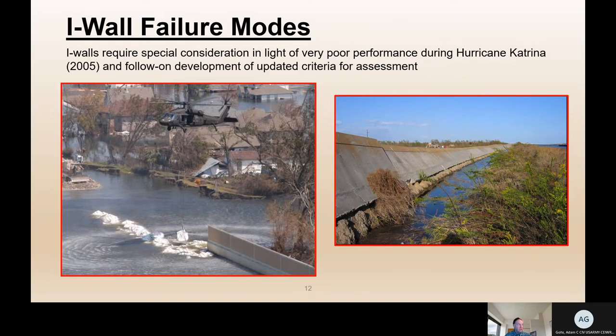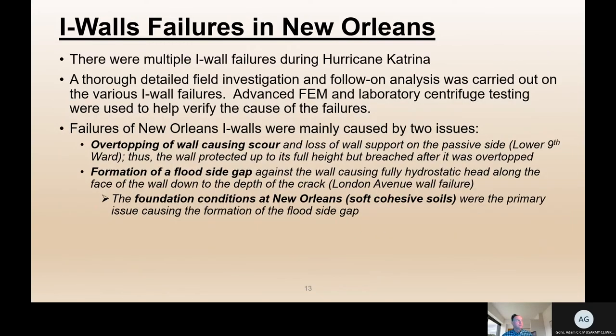So what are those failure modes? We'll talk about the failure modes. There's two failures here from Katrina. The one on the left is the 17th Street Canal breach, and the one on the right is the Citrus back levee I-wall, which is far less well known. And of course, multiple I-wall failures during Hurricane Katrina. Much analysis, much study, many PhDs based on what happened in Katrina. A huge self-examination by the Corps of Engineers as a result of what happened in Katrina, primarily the I-walls.